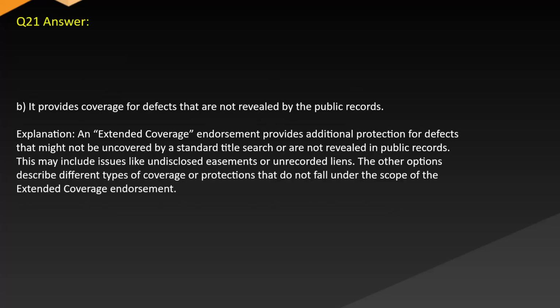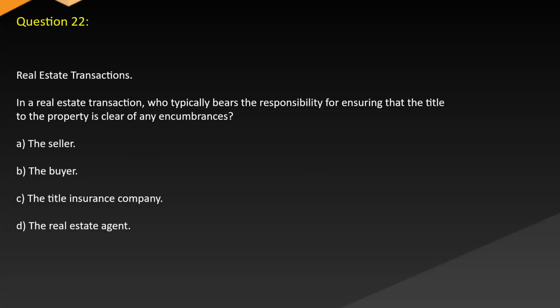Answer: B. It provides coverage for defects that are not revealed by the public records. Explanation: an extended coverage endorsement provides additional protection for defects that might not be uncovered by a standard title search or are not revealed in public records. This may include issues like undisclosed easements or unrecorded liens. The other options describe different types of coverage or protections that do not fall under the scope of the extended coverage endorsement.